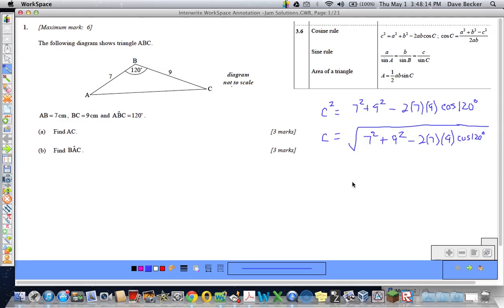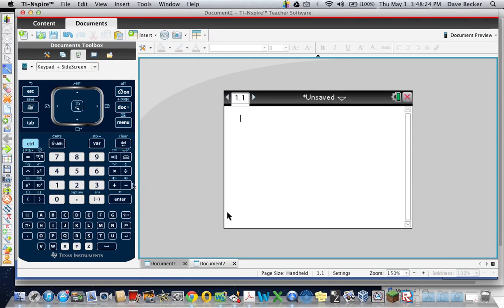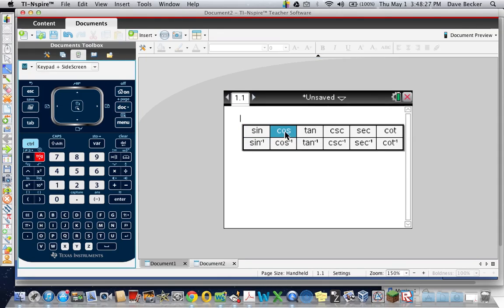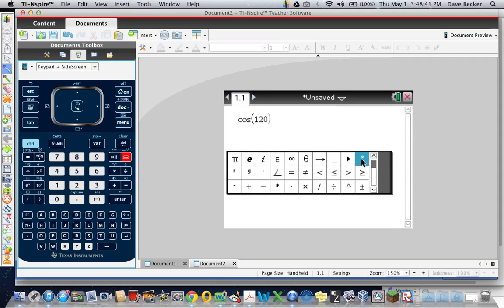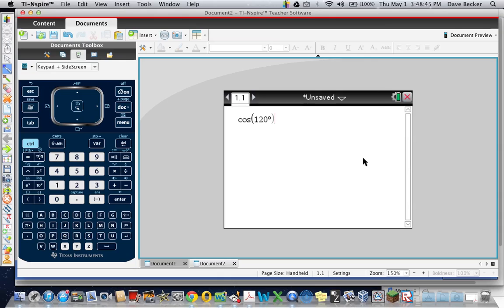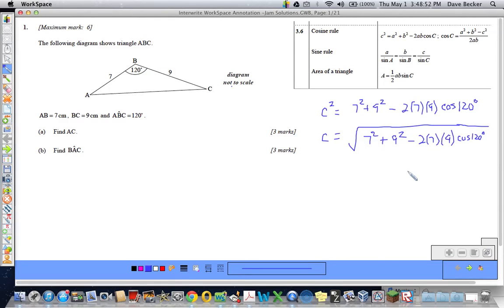This is a paper two, so you don't necessarily have to know the cosine of 120 degrees, but you're probably going to be in radians, so make sure that if you're going to do the cosine of 120 degrees, you get your degree symbol from here or from here. If you don't have it in that first spot, you just don't have the latest system. There we go. And that is indeed negative 1/2. Now we take the square root of it, and we get C equal to the square root of 193, which is equal to 13.9.